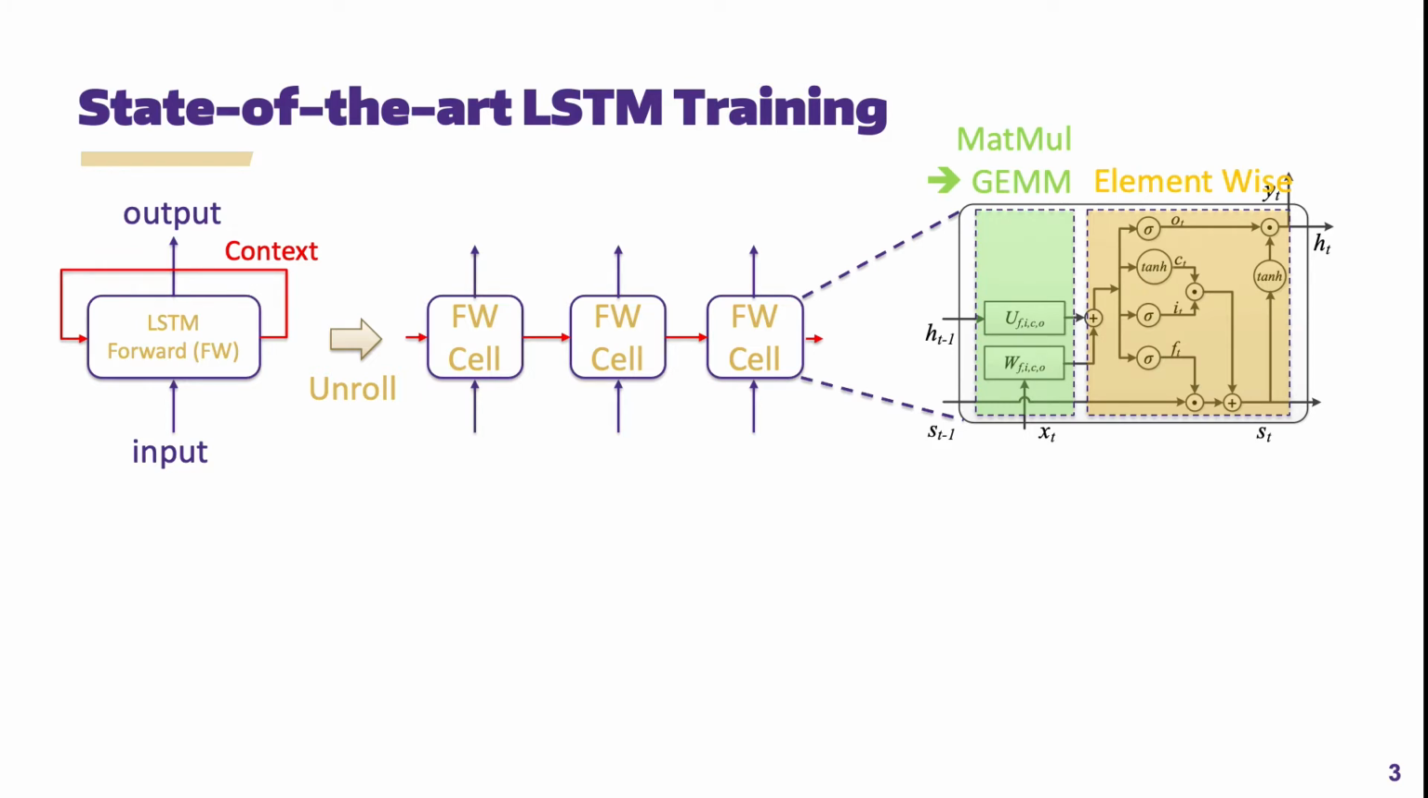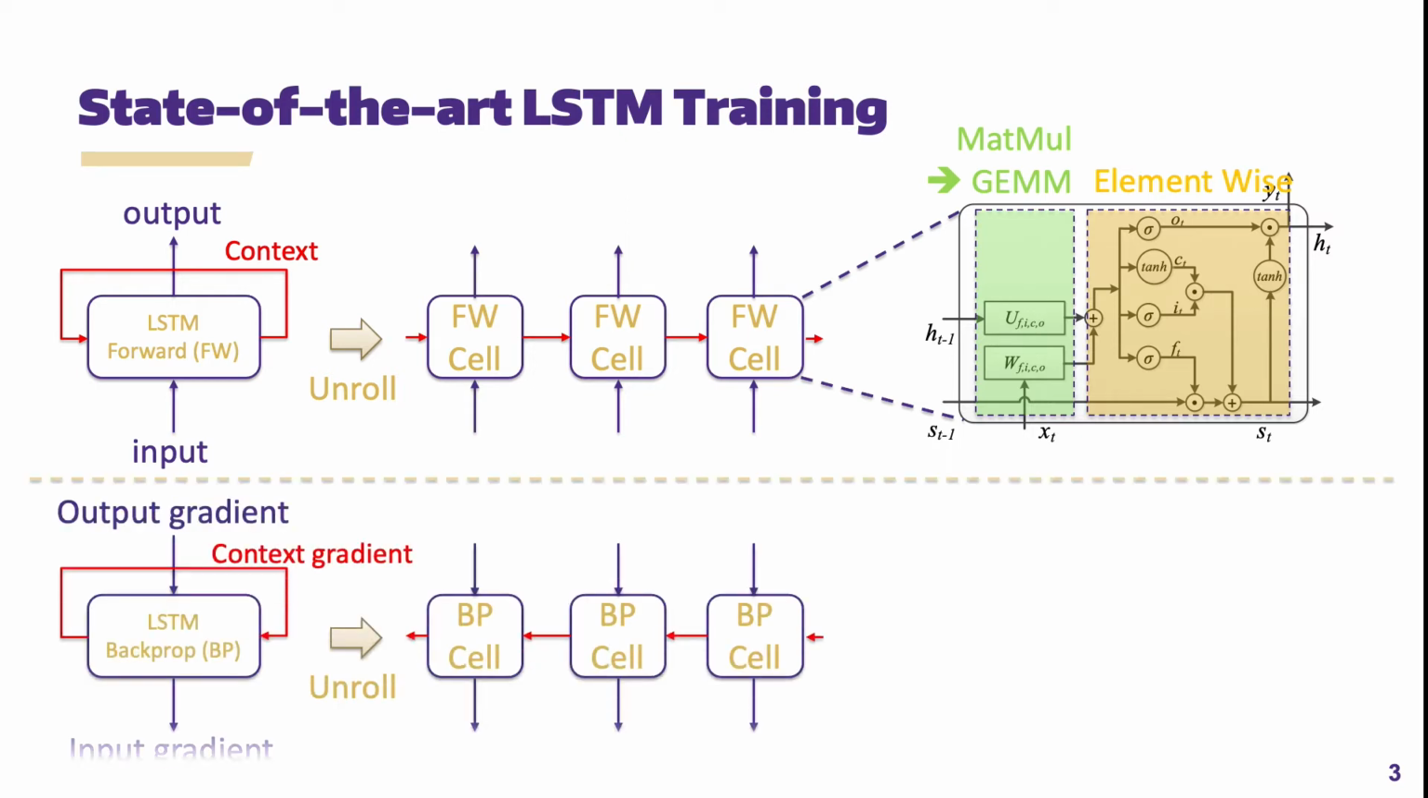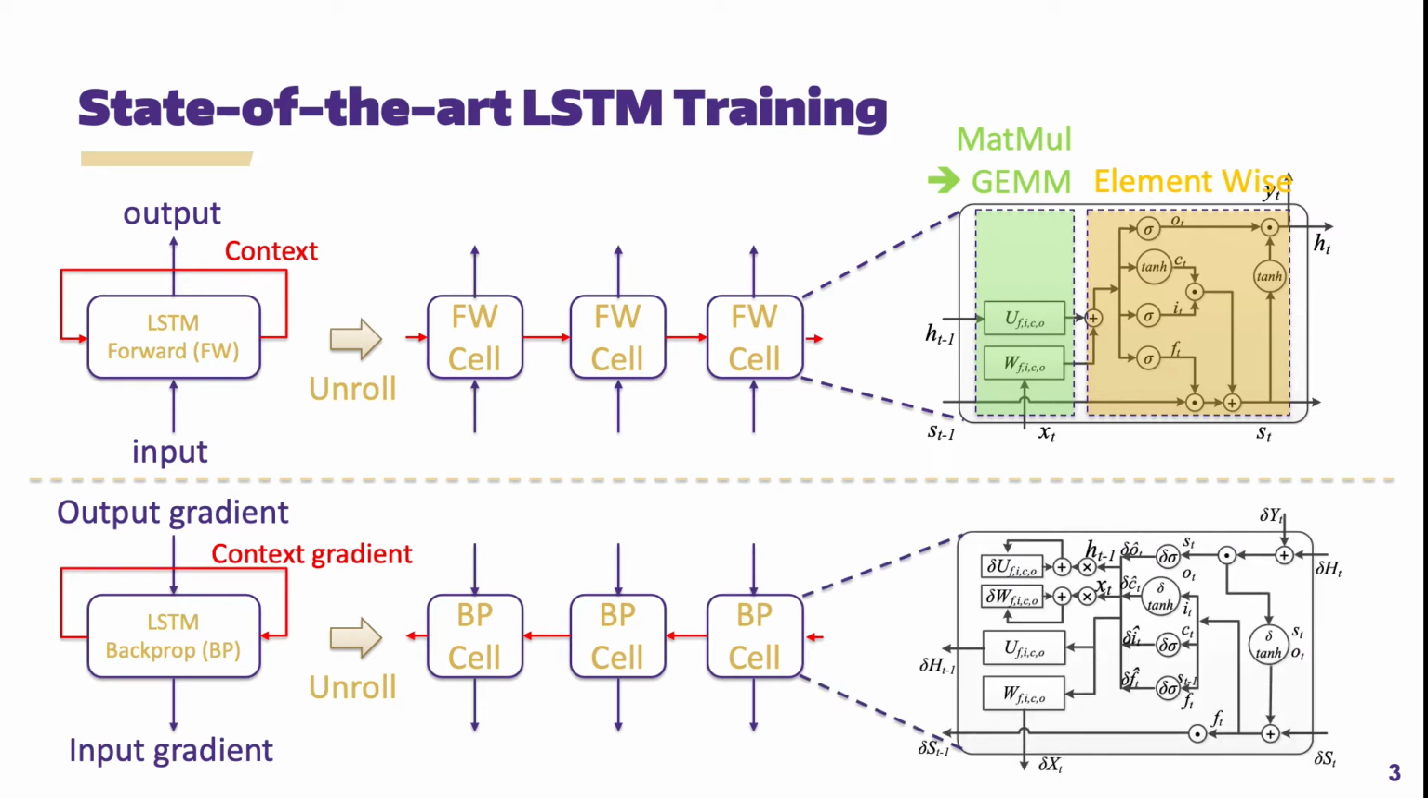This computation can be grouped into two execution kernels. One is the general matrix multiplication, or GEMM. Another is the element-wise operations. Similarly, the LSTM backpropagation processing can also be unrolled, and it takes exactly the reverse computational direction. The computation of a BP cell can also be grouped into a GEMM kernel and an element-wise kernel.